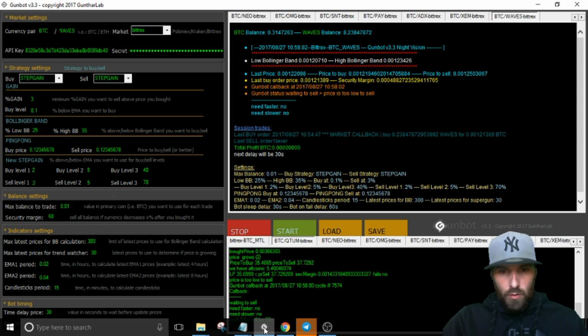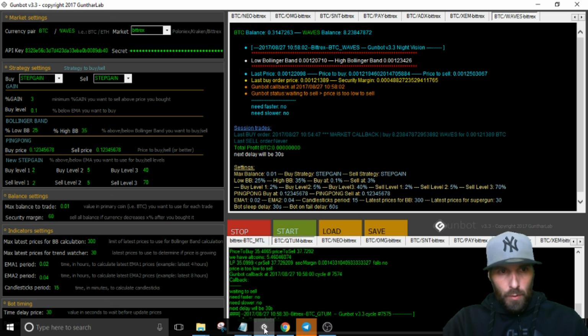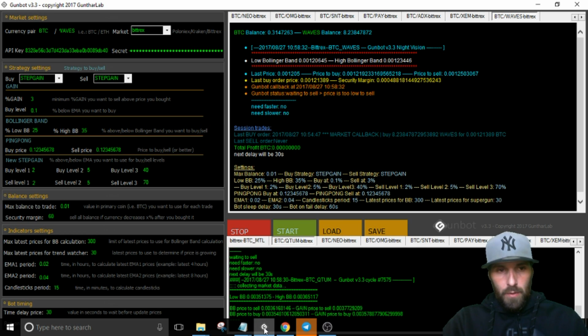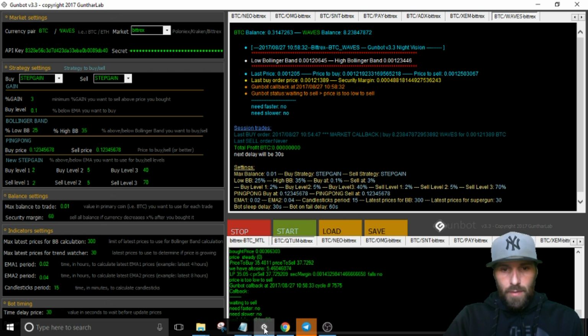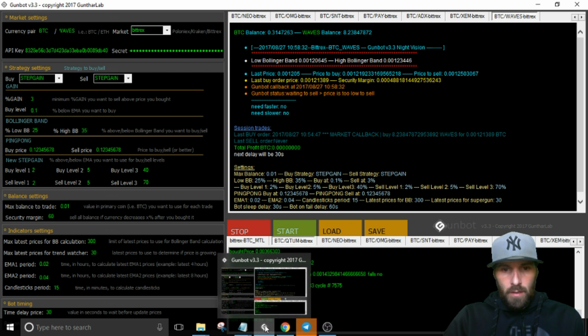All my subscribers who have been asking whether I can program their bot for them or help them program it, this should help you guys. So I'm going to start with Stepgain. Basically, we have Stepgain, buy and sell. If you look down the Stepgain section, it says percent above, below the EMA you want to use for buy and sell levels.